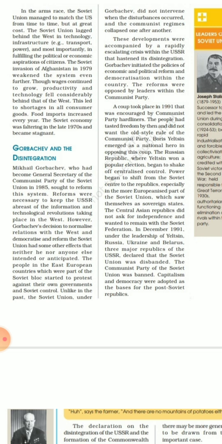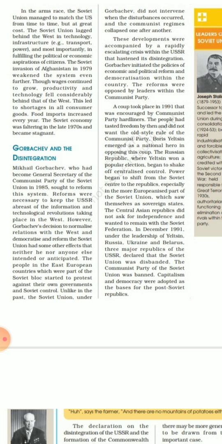Mikhail Gorbachev, who had become General Secretary of the Communist Party of the Soviet Union in 1985, sought to reform the Soviet system. Reform was necessary to keep USSR abreast of the information and technological revolution taking place in the West. However, Gorbachev's decision to normalize relations with the West and democratize and reform the Soviet Union had some other effects that neither he nor anyone else intended or anticipated.